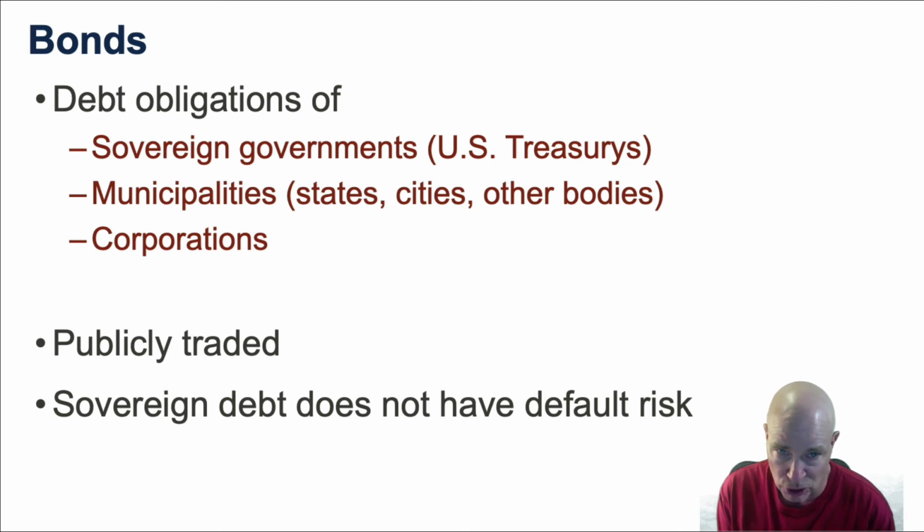The difference between treasuries and other municipalities, states, or cities, is that there is generally no default risk on treasuries, whereas there is default risk on municipalities. And then finally, a third type is corporations, which also have default risk. All the ones that we are going to be talking about are publicly traded. And again, the sovereign debt, our U.S. Treasuries, do not have any default risk. Those are the basic definitions that we'll be using. Further modules will provide more detail.